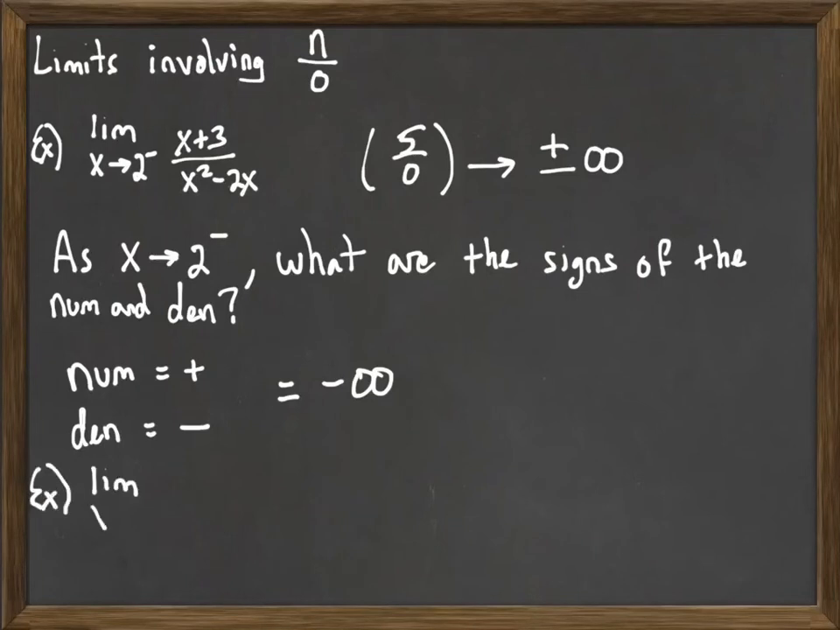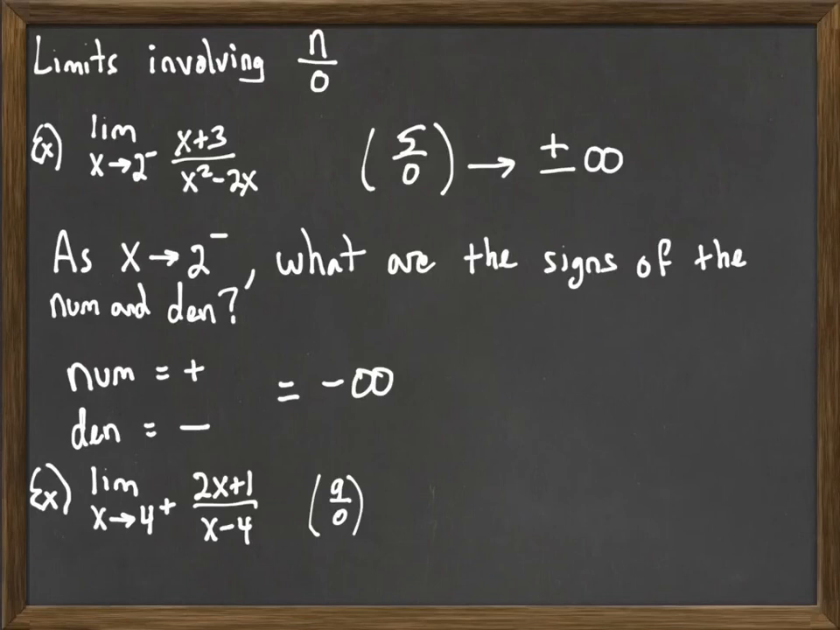Let's consider another example here. This time we're looking at the limit as x approaches 4 from above, so the right-hand limit of the fraction 2x plus 1 over x minus 4. Again, with any of these problems, our first choice is, let's see if we can evaluate it. Because if we can evaluate it, then we're done and we don't have to do any work. But it turns out the numerator goes to 9, the denominator goes to 0, so once again we have this number divided by 0 limit.